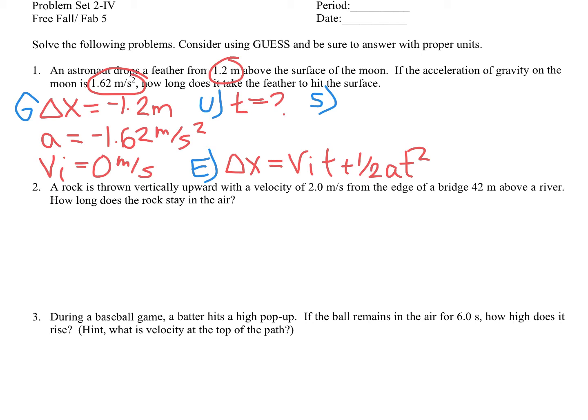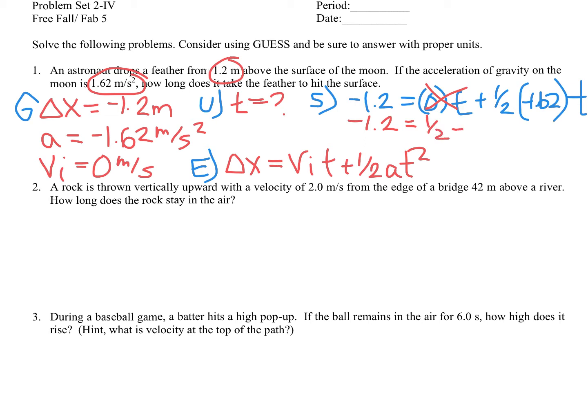Let me get a new color. I'm going to use blue for this. So displacement delta x is negative 1.2, which is equal to velocity initial, which is 0, times my time, which I don't have. I'm going to solve for that. And then I'm going to do 1/2 times the acceleration, negative 1.62, times my time again, which I don't have. Here's the beautiful part. 0 and time cancel out. So I'm left with 1.2 equals 1/2 times negative 1.62 times time squared.